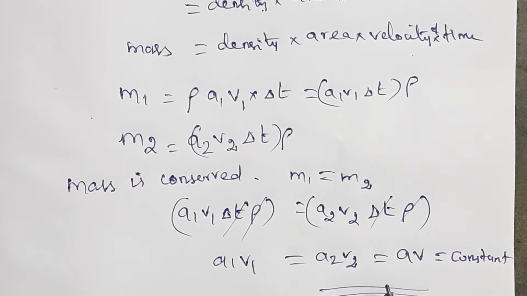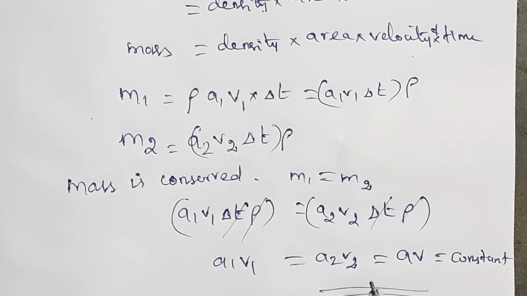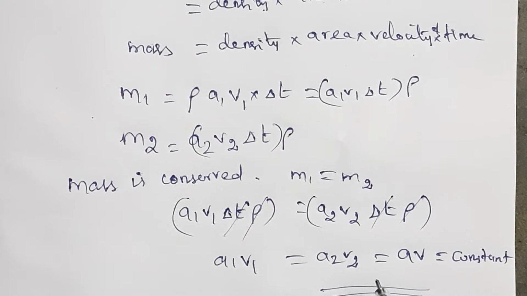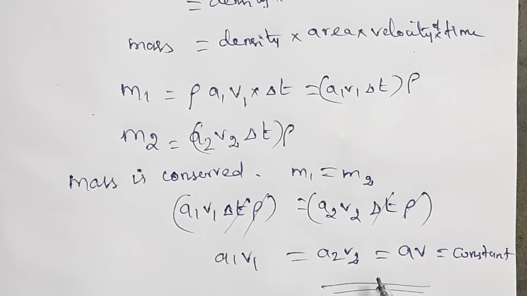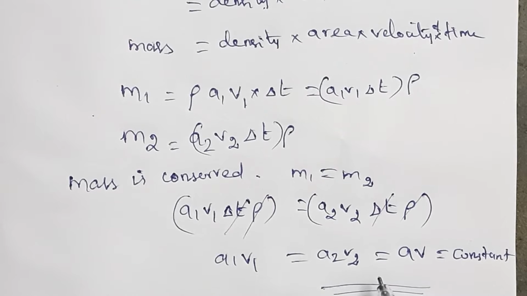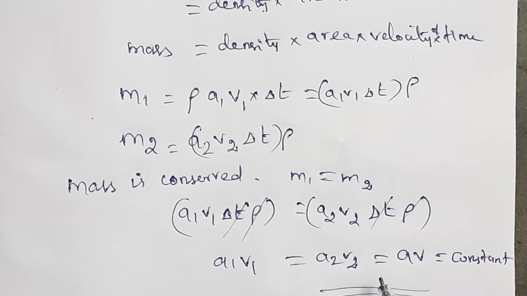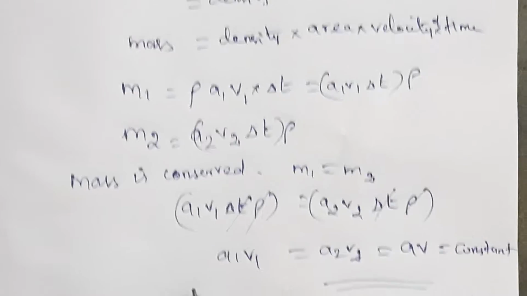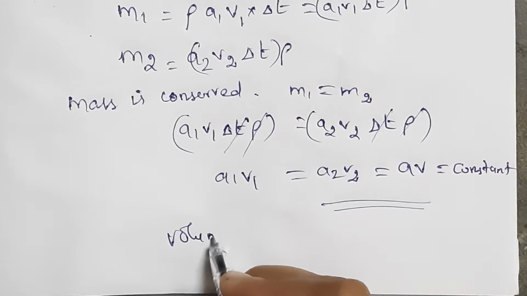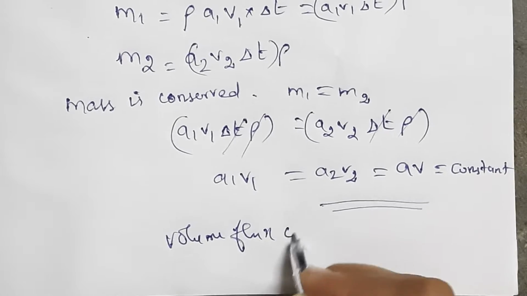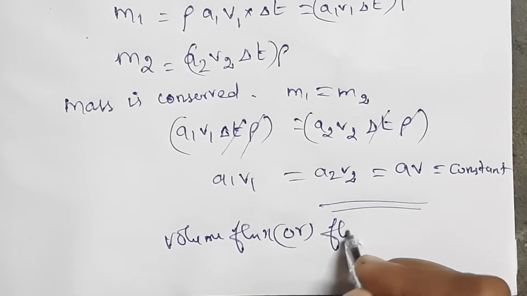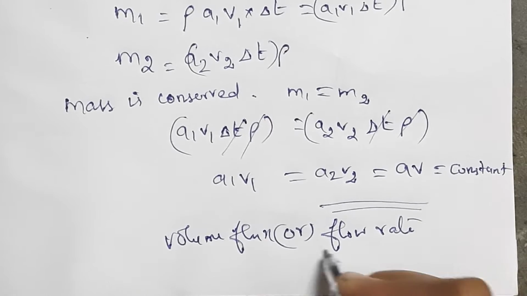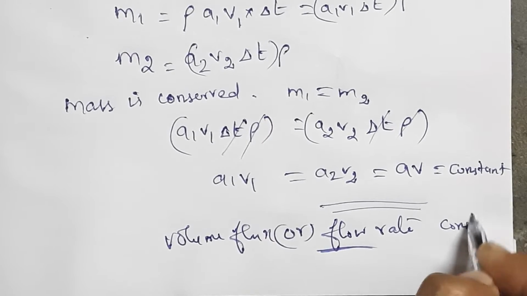Actually, it is obtained from the conservation of mass in the flow of liquids. We are getting the equation of continuity as AV equal to constant. So it can be said that the volume flux or flow rate remains constant.